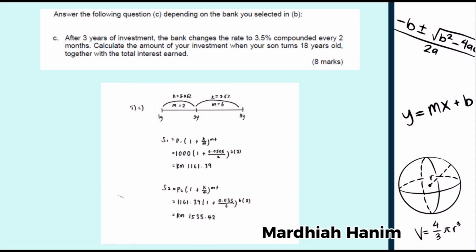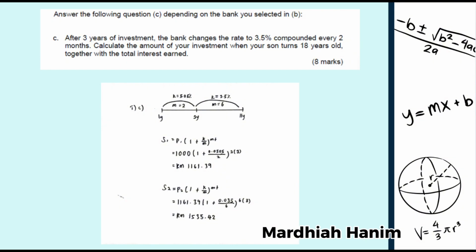Next, we have to answer the following question C depending on the bank we selected in question B. After 3 years of investment, the bank changes the rate to 3.5% compounded every 2 months. Calculate the amount of your investment when your son turns 18 years old together with the total interest earned. So here, I've already made a time diagram or timeline to make it more understandable and easier. And I've also divided it into 3 periods, which are 1 year, 3 years, and 11 years.